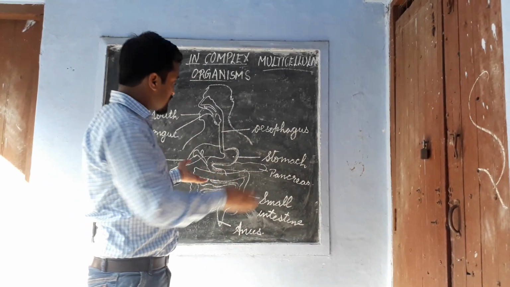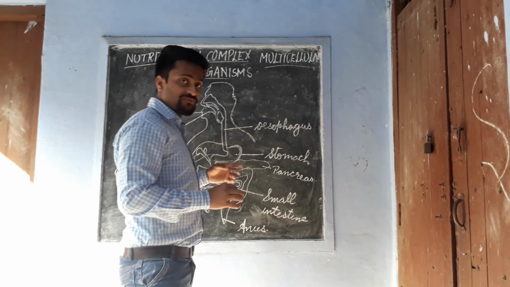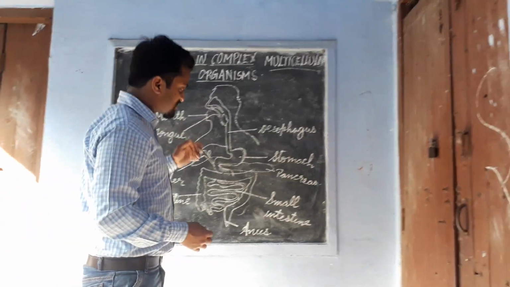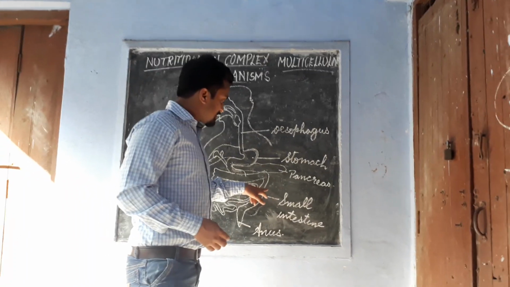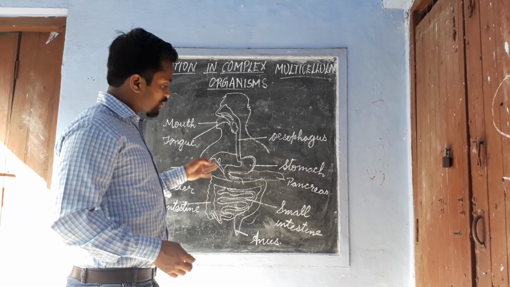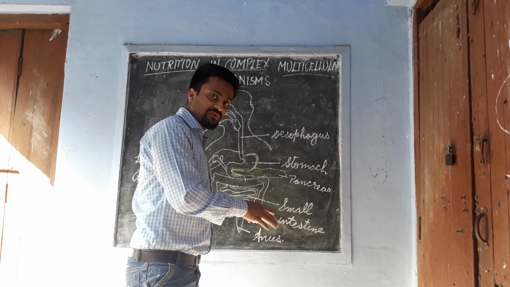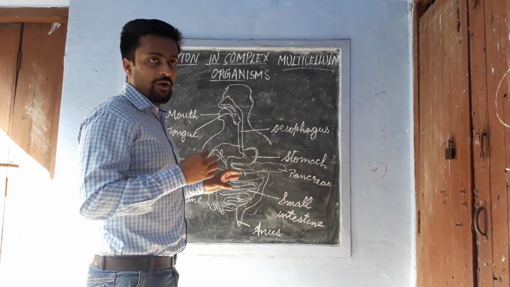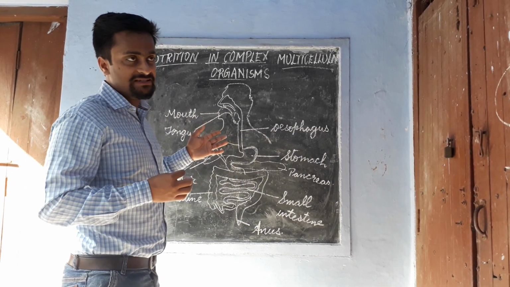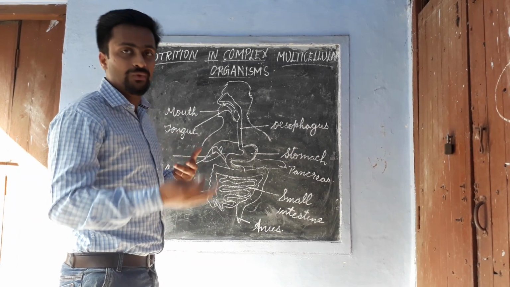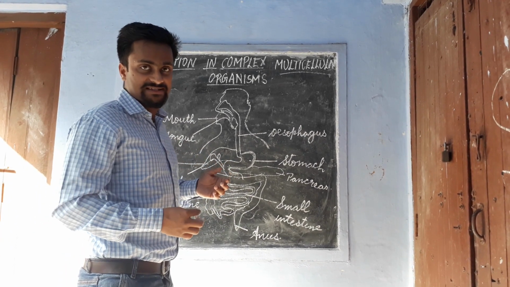The second process, absorption, was done. After absorption comes the assimilation process. So what happens in assimilation? As I've already told you, the small intestine is in close contact with the capillaries, the blood vessels. So the food is absorbed into the small intestine and transported along with the blood, with the help of capillaries, to the cells, where this food is assimilated or used for the growth, repair and maintenance of the cells.